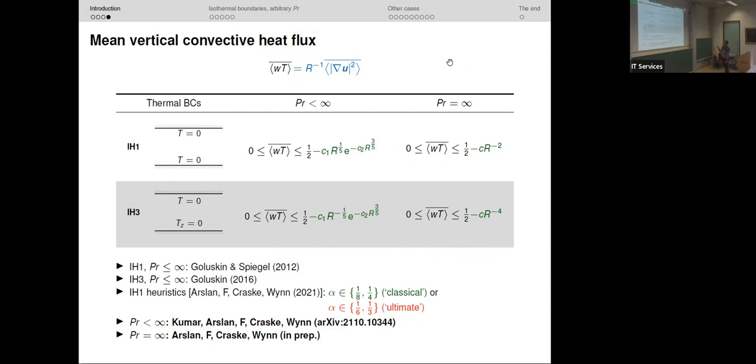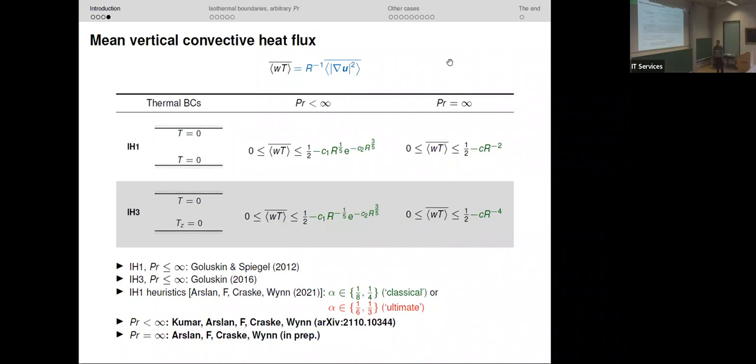So these results are published, the one at finite Prandtl in this paper with Anush Kumar, Ali, and our collaborators, John Krasky and Andy Wynne at Imperial. That's already on arXiv and hopefully should appear in JFM soon. The other paper at the infinite Prandtl number, we're still dotting the i's and crossing the t's, but we're hoping to post it on arXiv quite soon.